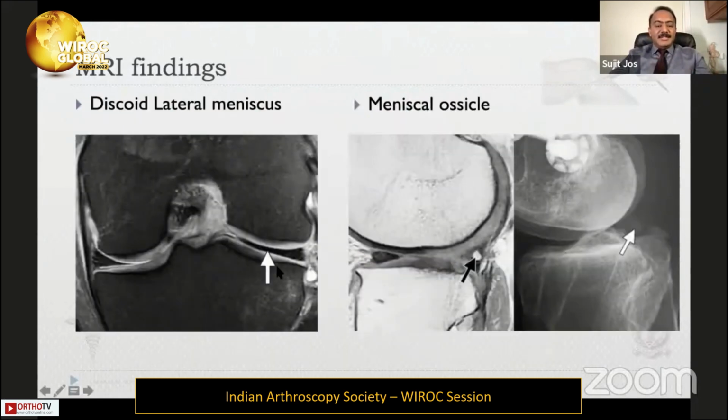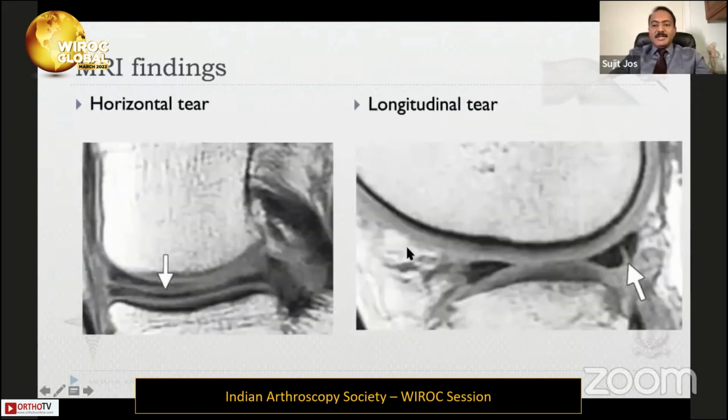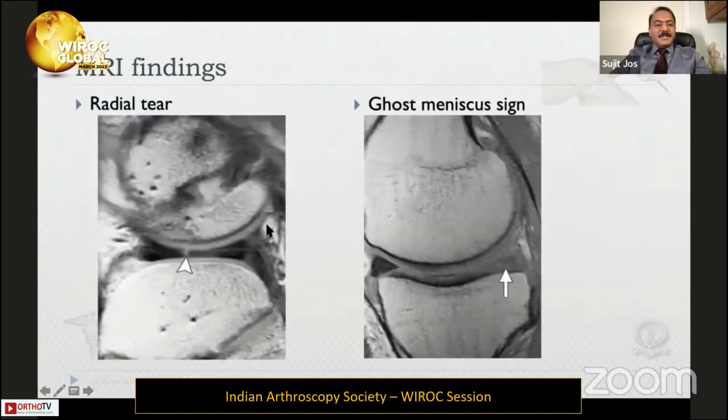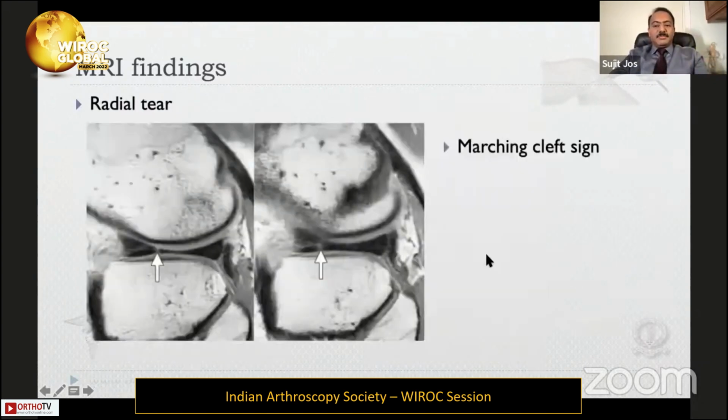So that is an MRI of a tear of the posterior horn of the medial meniscus. You have to understand the other findings. There may be a discoid lateral meniscus, meniscus ossicles, which can change your treatment modality, horizontal tears, a longitudinal tear of the posterior horn or a vertical tear, a radial tear, or the ghost meniscus sign, where the meniscus root has come off in the posterior part. In the radial tear, you can have the marching cleft sign.